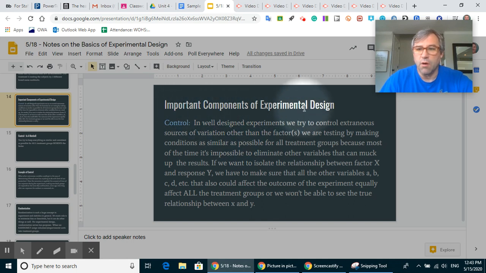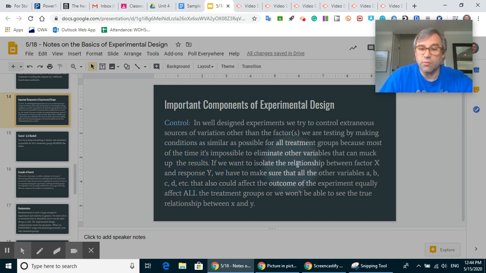All right, here it is, folks. The heart of what is really driving a good experiment, and that's this concept of control. So when you have a really good experiment, you're going to try to control all these extraneous outside sources of variation other than the factor. You're going to change the factor, but everything else, we're going to try to control so that we are making conditions as similar as possible for all treatment groups, because most of the time it's impossible to eliminate other variables that can muck up the results.